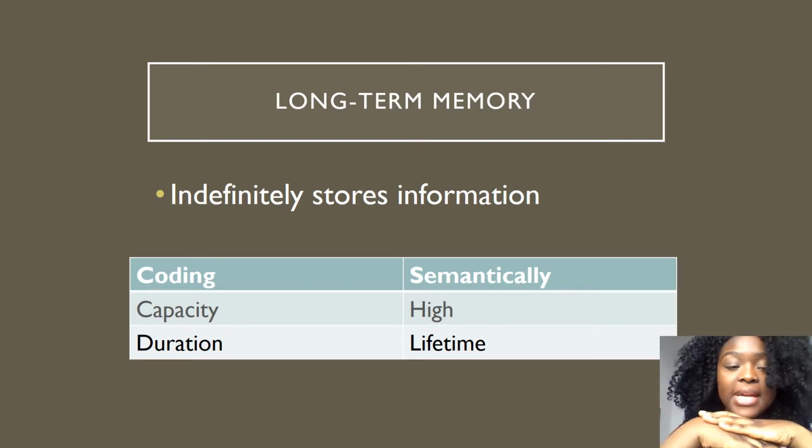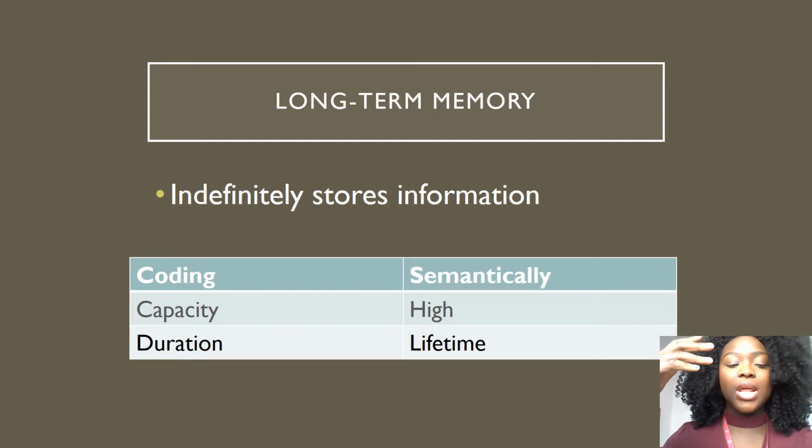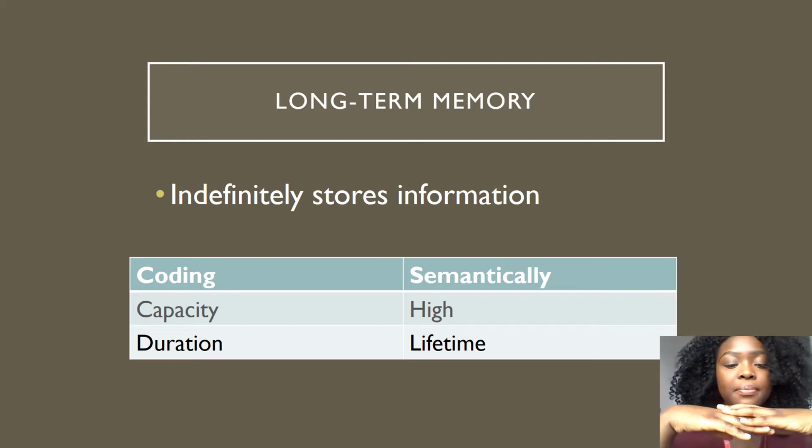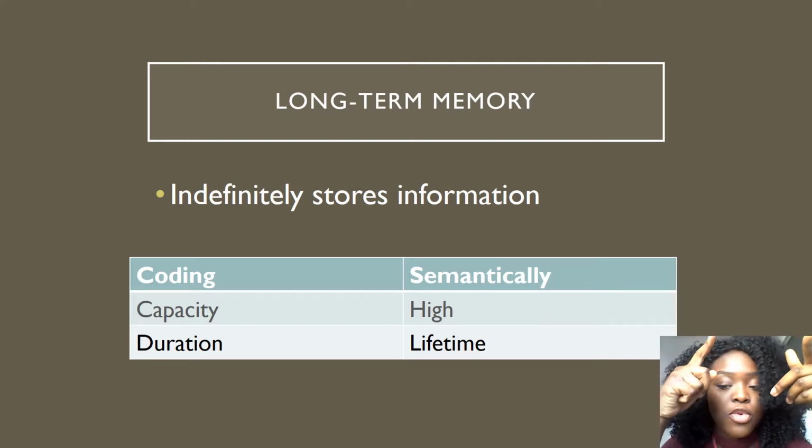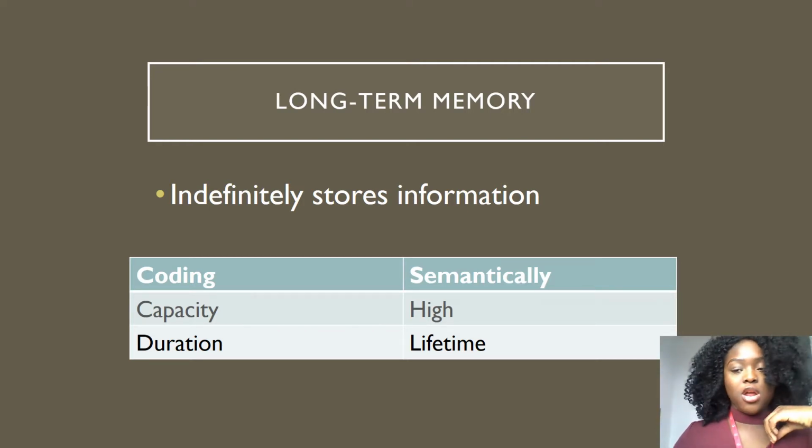The coding for it is semantic. Semantic is basically when we look at the meanings of the words. So stuff gets stored into the long-term memory by the meanings and also rehearsal. And the capacity for it is high, it's unlimited. And the duration is for a lifetime. The stuff that gets stored into long-term memory can be there for a long time. Guys, just a tip if you want to pass your exams, get it into your long-term memory. Okay, and that is it.